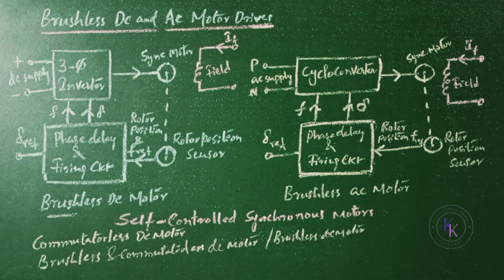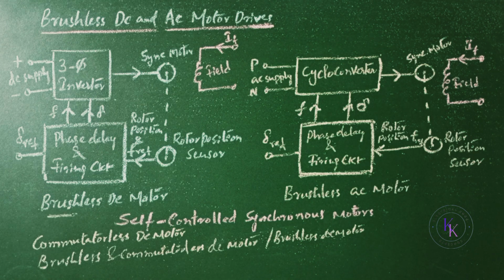Connecting the field in series with the DC supply gives the characteristics of a DC series motor. The brushless DC motor offers the characteristics of a DC motor and does not have limitations such as frequency maintenance and inability to operate in explosive environments. They are finding increasing applications in servo drives.